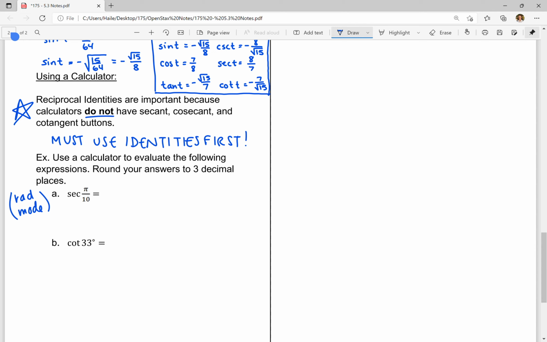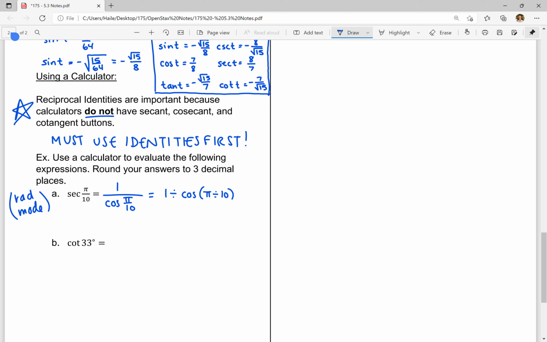The first thing to notice is that secant is the reciprocal of cosine, so we can rewrite this problem as 1 over the cosine of pi over 10. The way you would type this into your calculator is 1 divided by cosine of pi divided by 10. Make sure that the fraction inside the cosine is in a set of parentheses so that your calculator knows to keep all of that together. And be careful with the division sign there. This is the way you would type it in.